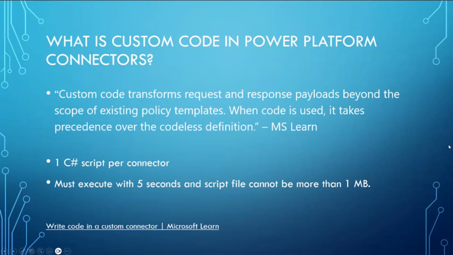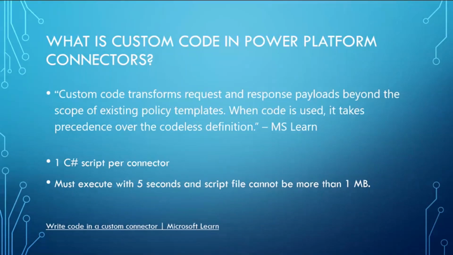All right. So many of you know what a Power Platform connector is, but what is custom code in that Power Platform connector? Custom code allows you to transform both requests and the response payloads so that you can extend your connectors to perform additional actions that are not standard, not out of the box. There's no templates for them, or maybe there's no authentication methods available for it. And you can do all of that with custom code.